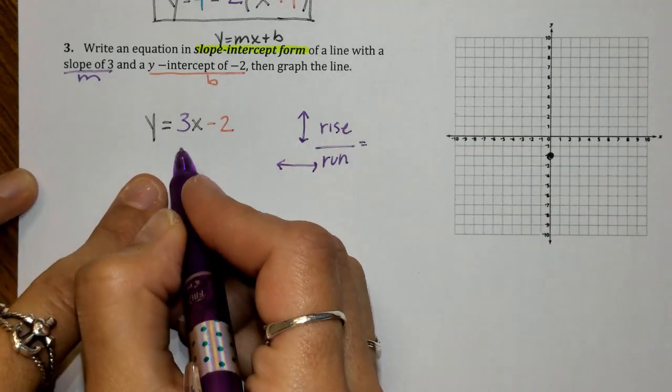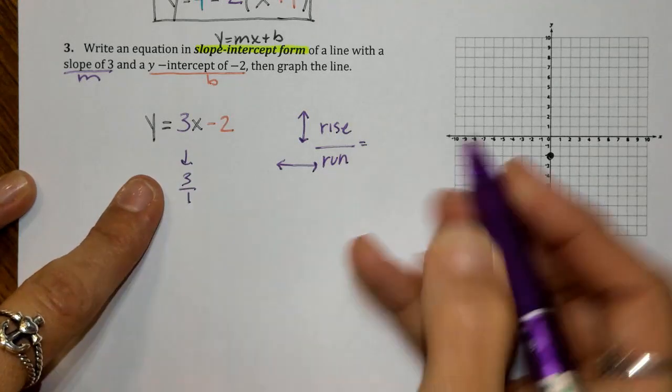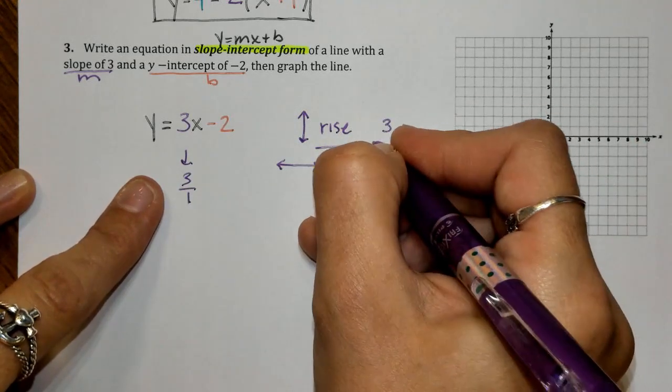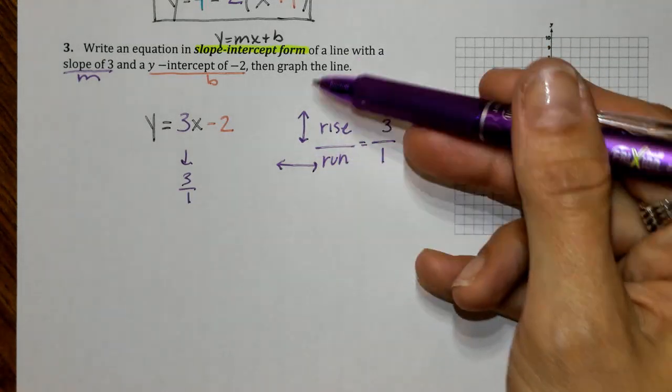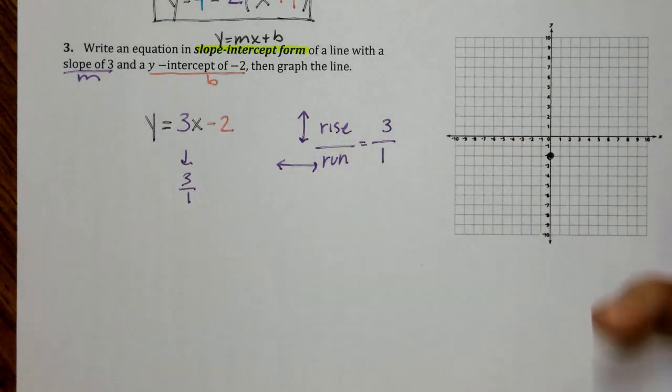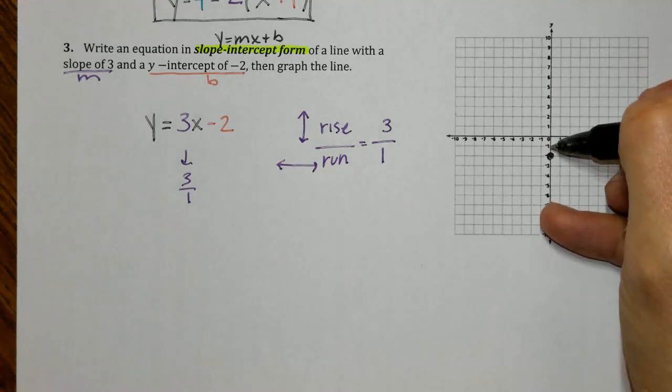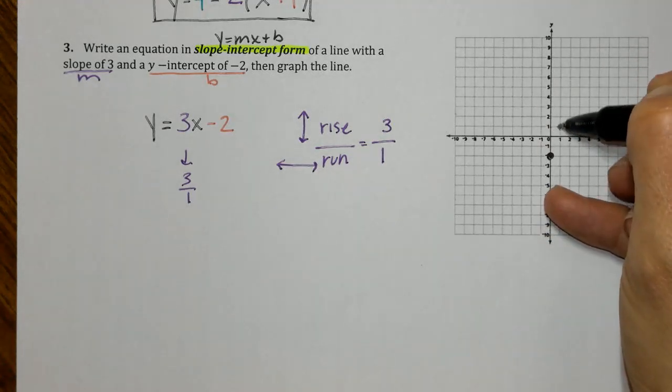So with the 3, this is going to turn into a 3/1. Rise 3, run 1. Remember, your rise can be up or down depending on if it's positive or negative. We have a positive slope, so we're going to go up 3, 1, 2, 3, run 1.